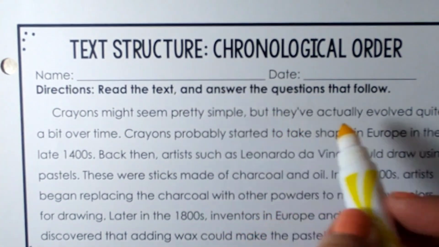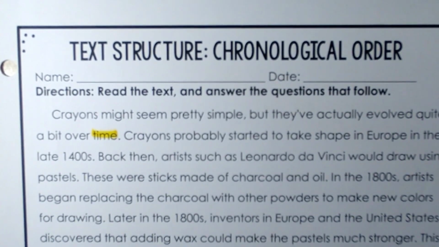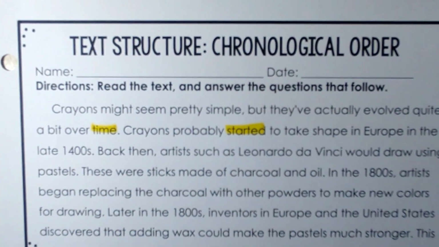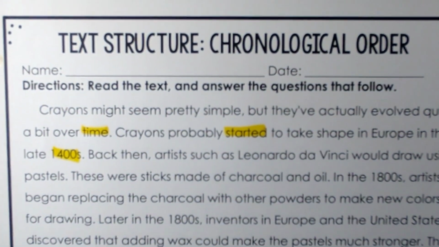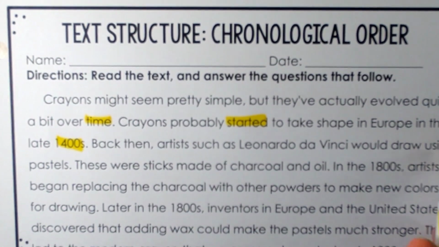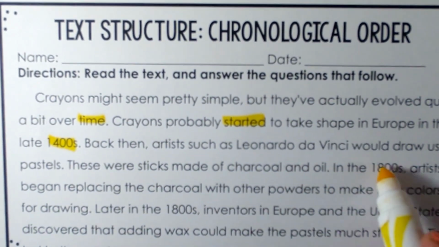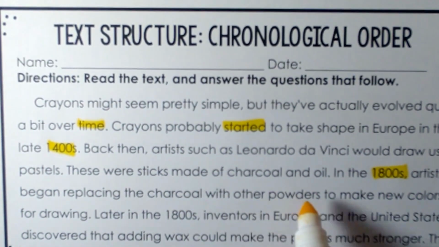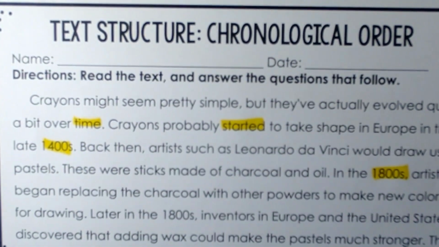Crayons might seem pretty simple, but they've actually evolved quite a bit over time. Crayons probably started to take shape, so the word started helps, in Europe in the late 1400s. That's a date. Back then, artists such as Leonardo da Vinci would draw using pastels. These were sticks made of charcoal and oil. In the 1800s, artists began replacing the charcoal with other powders to make new colors. So I know that this happened after this one.